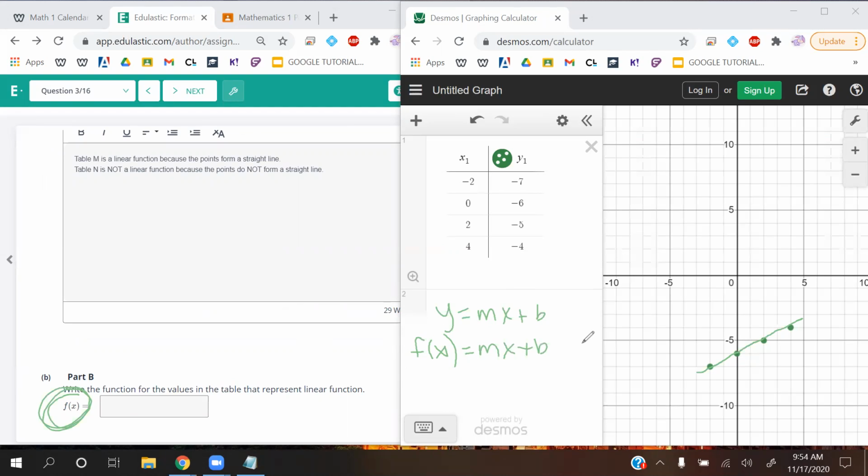So since we want it in this format, let's first figure out our y-intercept. Where do we touch the y-axis? You can see on the graph it's at -6. You can also see on the table it's at -6. If you wanted to do it from the table, look next to where your x is 0. You see the y value is -6, so I know our b is -6.